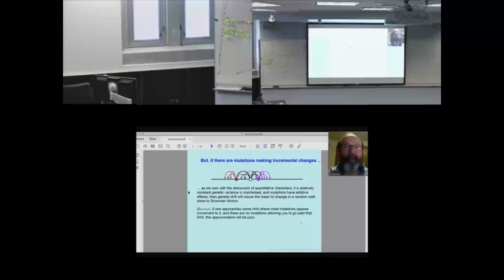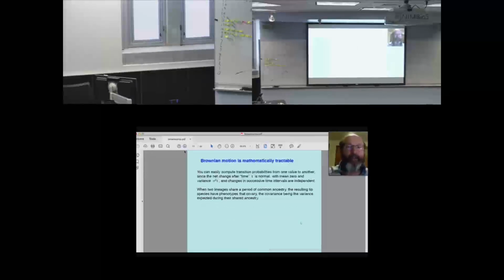We are going to be hearing about, in addition to Brownian motion, the Ornstein-Uhlenbeck process. I think Steve may have mentioned that as an approximation to natural selection on an optimum. And that's a cousin of Brownian motion and is also tractable. And we can make that as an approximation. It has the same problems as Brownian motion. So Brownian motion is mathematically tractable. You can compute transition probabilities.